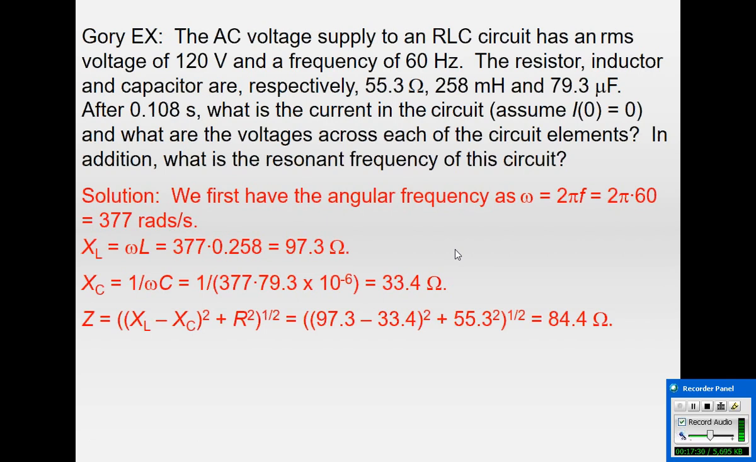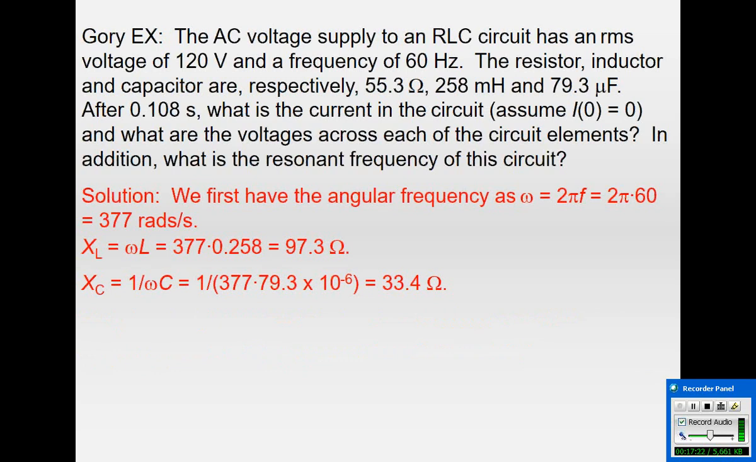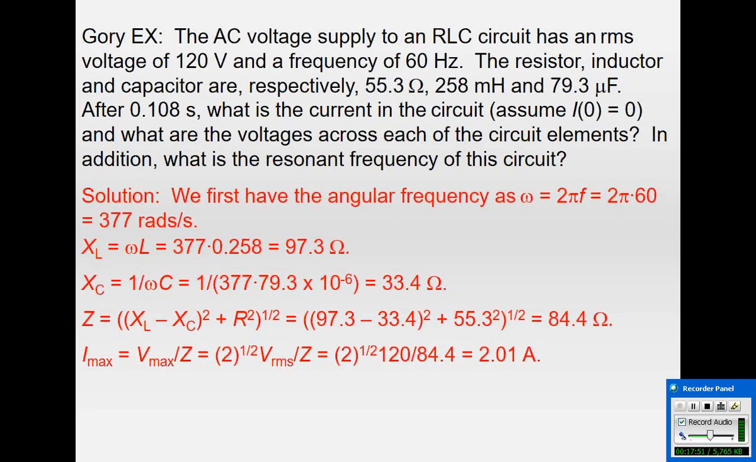This allows us to calculate the impedance, the square root of XL minus XC squared plus R squared. Take the square root, get 84.4 ohms. Now we can find the maximum current. The maximum current is equal to the maximum voltage divided by impedance. The maximum voltage is equal to the square root of 2 times the RMS voltage. Plug in our numbers. We get that the maximum current through the circuit is 2.01 amps.